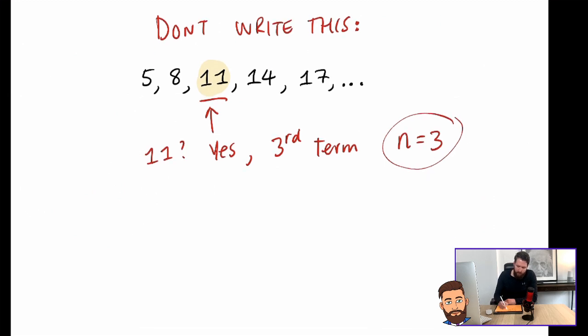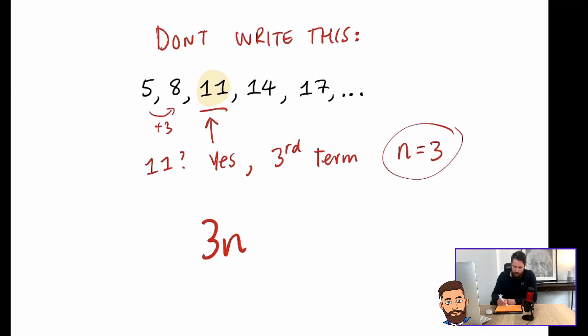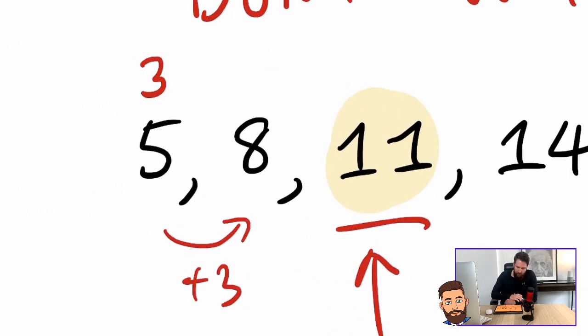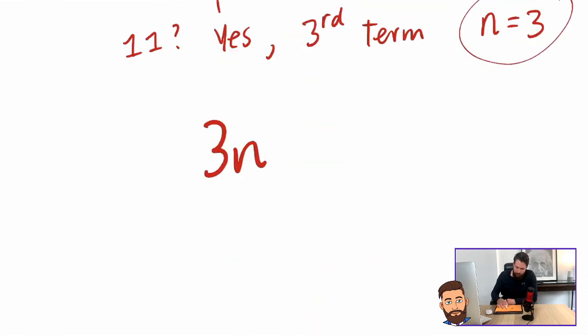Well, what is the nth term? First of all, we should work out the nth term of this sequence. It's going up by 3, so we could say 3n. 3n is our first part of the nth term. Remember, you then write what's going up by above the first term, so it's going up by 3. So how do I get from 3 to 5? I add 2. So my nth term is 3n plus 2.